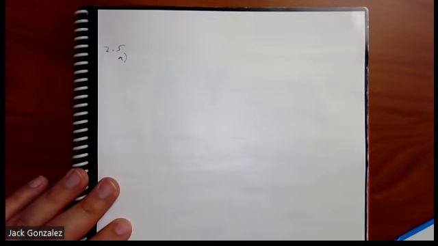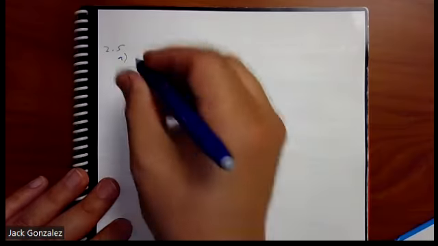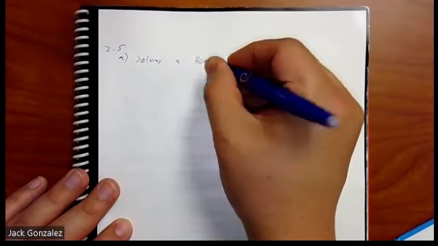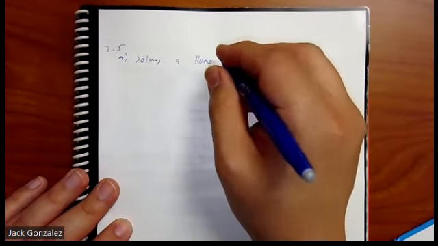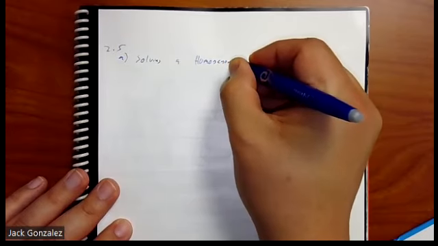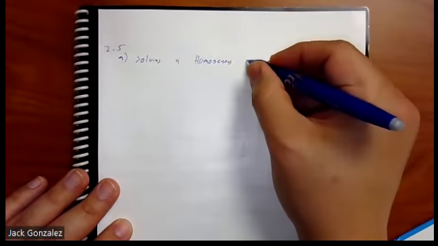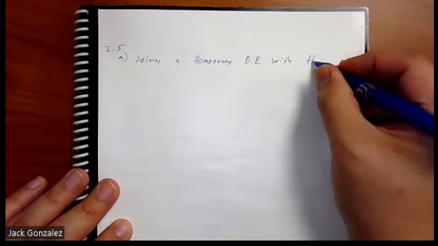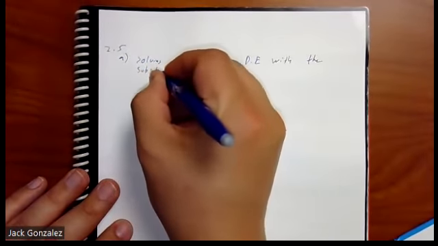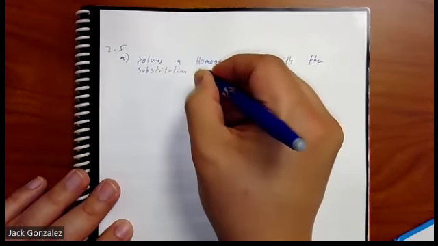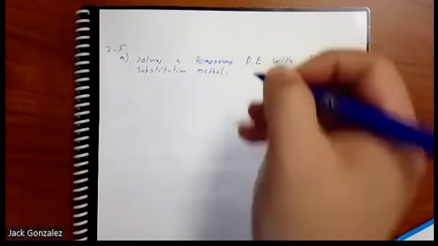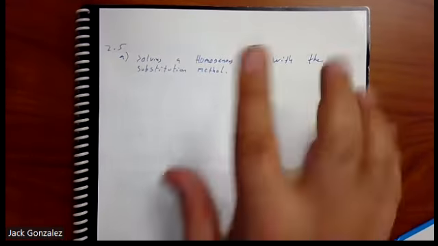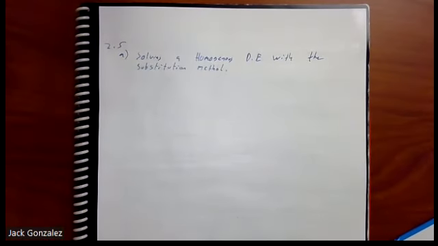What I want to ask about 2.5 is solving a homogeneous DE with the substitution method. I don't think I'll give you an IVP for this one. I'll probably just say leave it in general solution.